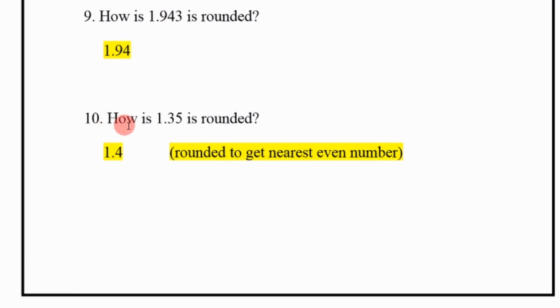Next, how is 1.35 rounded? 1.4. It is rounded to get the nearest even number.